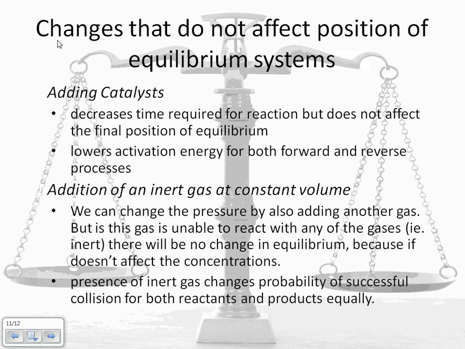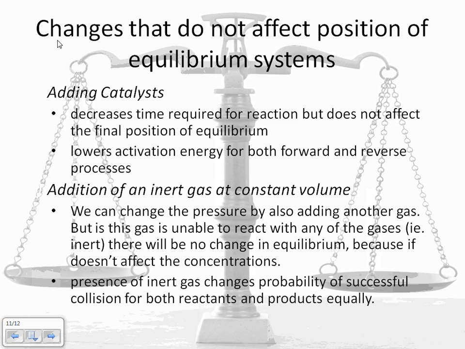Lastly, changes that do not affect the position of equilibrium. If we add a catalyst, it'll decrease the time required for the reaction, but won't affect the final position at equilibrium. It lowers the activation energy, which we haven't learned about, we'll learn in the next unit, for both the forward and reverse reactions. Basically it makes the reaction easier to happen, but it will not affect the final equilibrium.